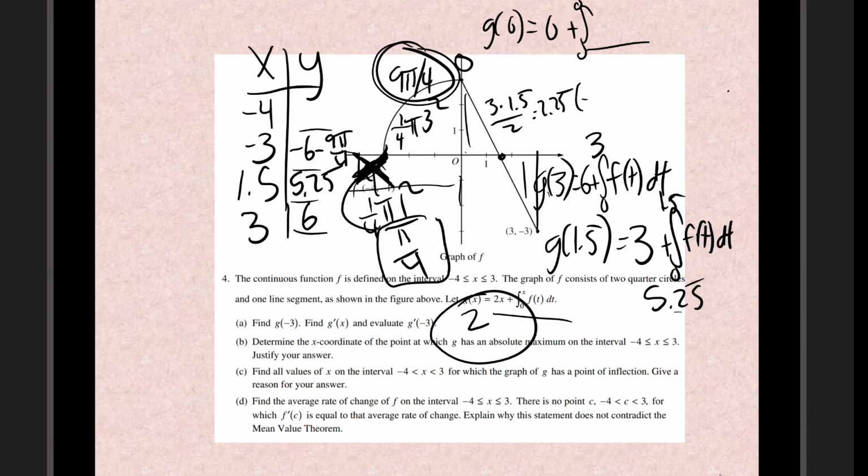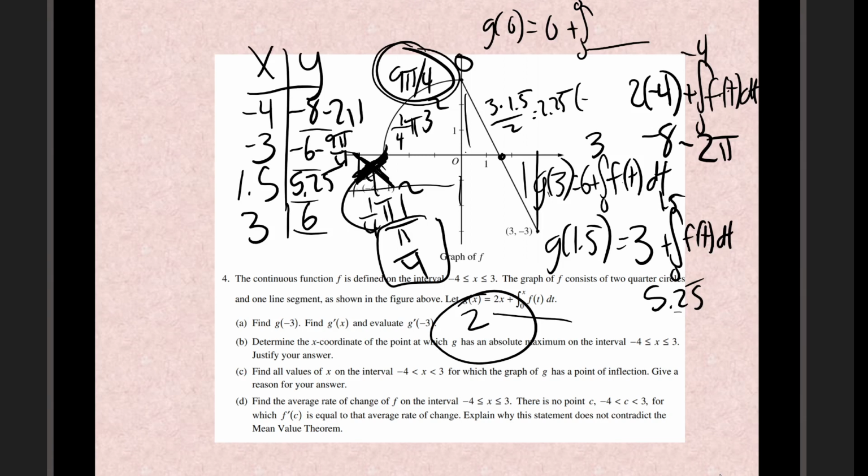That's terrible for figuring out the maximum. That is a very unlikely point there. And lastly, g of -4 would be 2 times -4 plus the integral from 0 to -4 of f of t dt. And if we do this, we get -8 and then minus 2 pi, because I think that's what I had errantly first answered, the integral from 0 to -4. Which means it's definitely not these values. And so 3 is actually our absolute maximum.